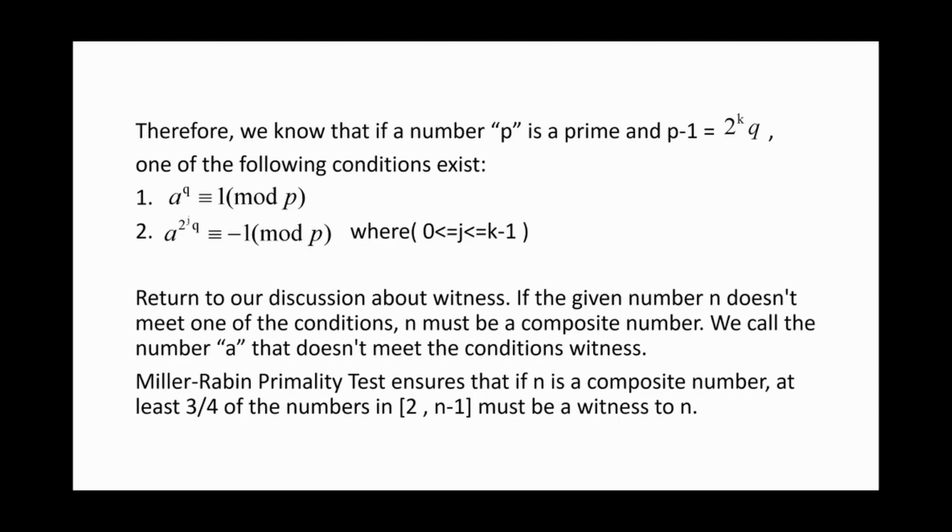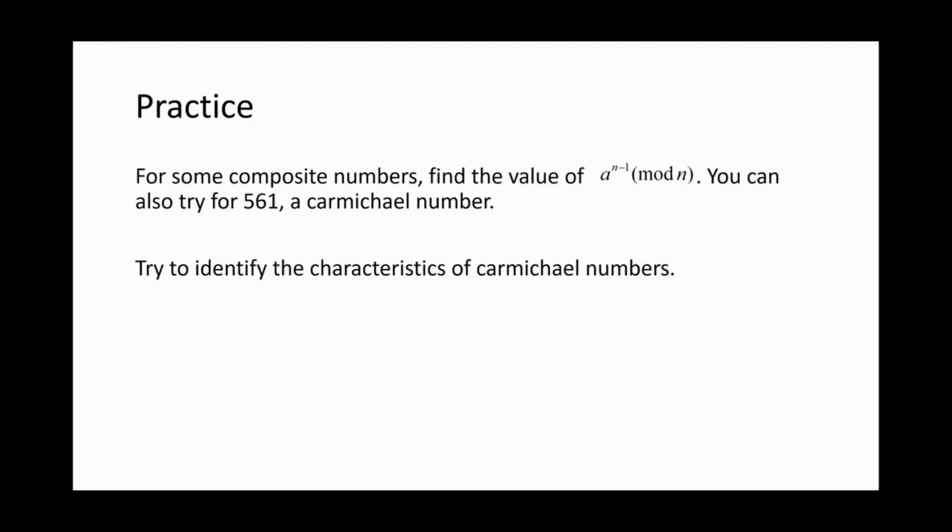So far, I have completed the introduction of Miller-Rabin Primality Test. I will need some practice. For some composite numbers, you can try to find the value of a to the power of n minus 1 modulo n. You can also try this one for 561, a Carmichael number. You can also try to identify the characteristics of Carmichael numbers.